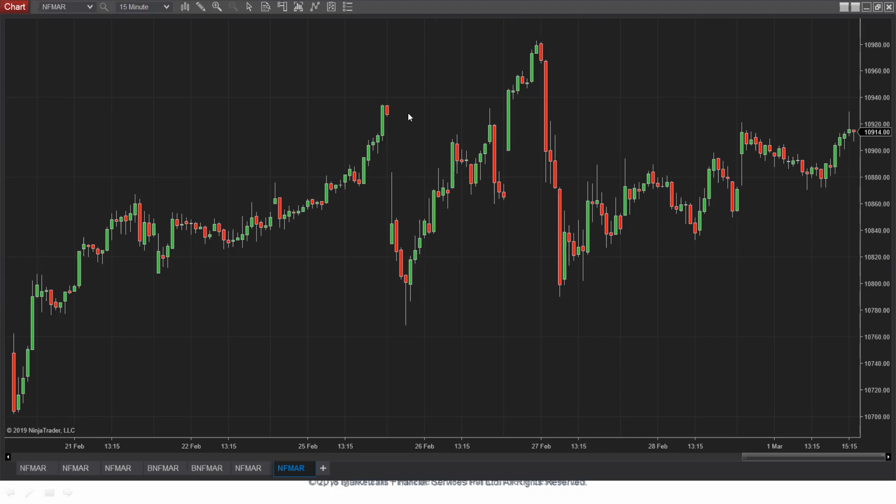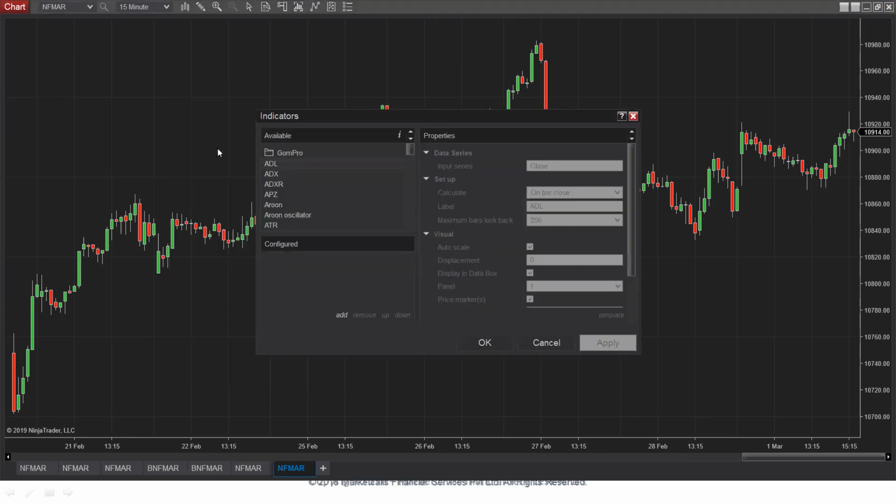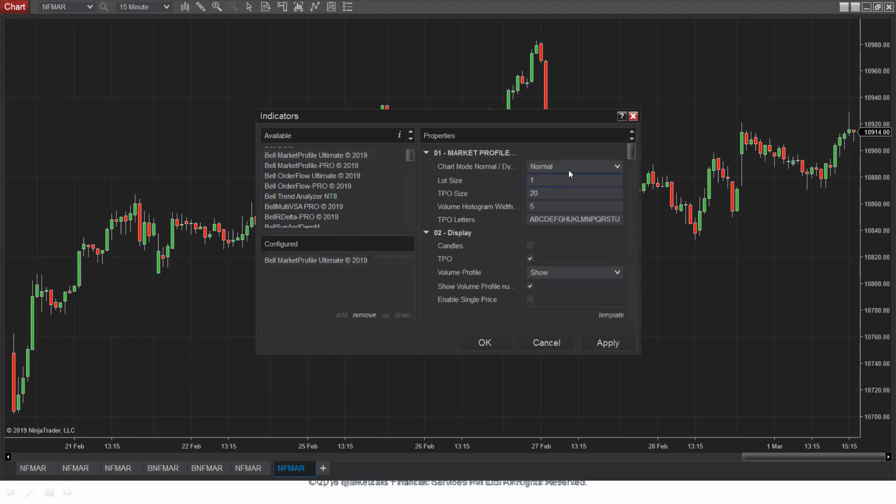In this case, what I'm going to do is right-click and go to indicators. So Bell Orderflow Ultimate, Bell Market Profile Ultimate. Here there is a provision to display a normal profile as well as a dynamic profile. When I choose dynamic profile, I want to enable candlesticks and remove the TPOs. I don't want the TPOs. I want to display only the volume profile. So press OK.